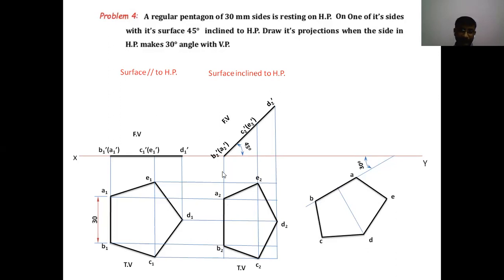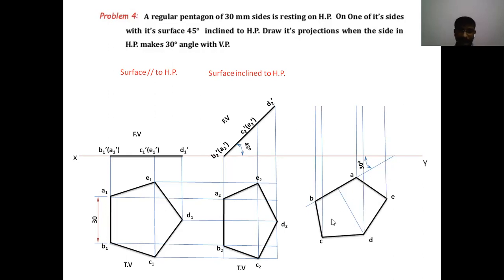That is, A2B2 here is perpendicular to XY, that is 90 degrees. But in the third stage, this A2B2 becomes 30 degrees with the XY line. You have to rotate and reproduce this diagram with an inclination of 30 degrees. Clear, students? Then after getting the points on the final stage top view, you have to draw the projectors from each point, from A, B, C, D, and E.